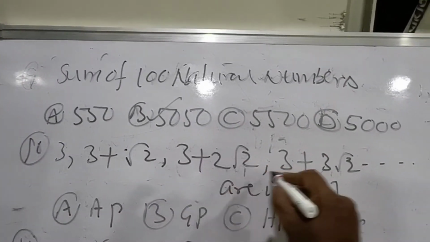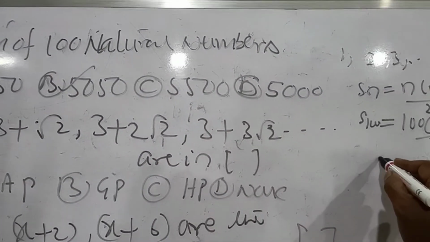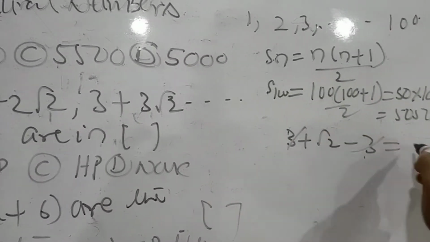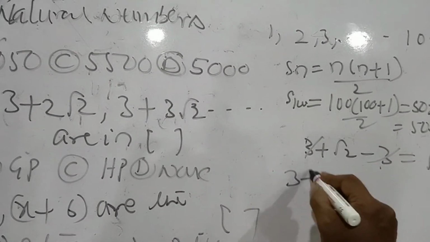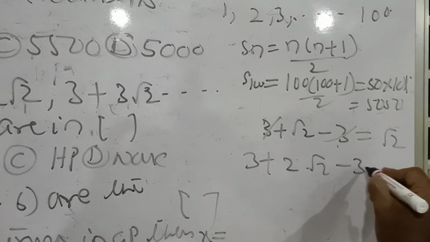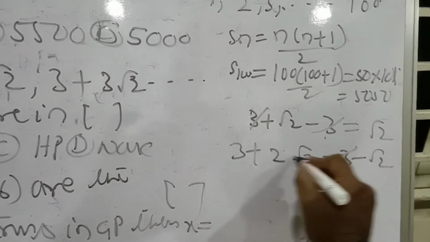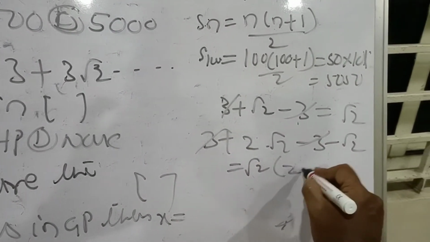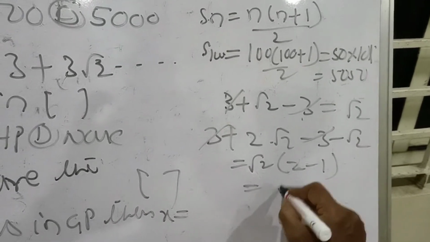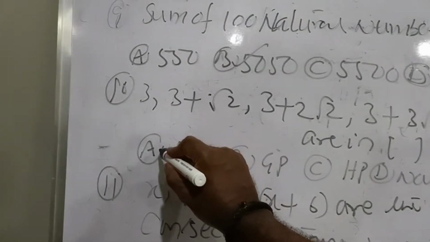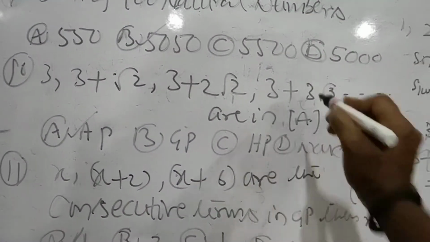So the common difference in the given progression 3, 3 plus root 2, 3 plus 2 root 2, 3 plus 3 root 2. 3 plus root 2 minus 3 is equal to root 2. 3 plus 2 root 2 minus 3 minus root 2 is again also root 2. So therefore the common difference is root 2. So therefore the option is A. It is in AP.